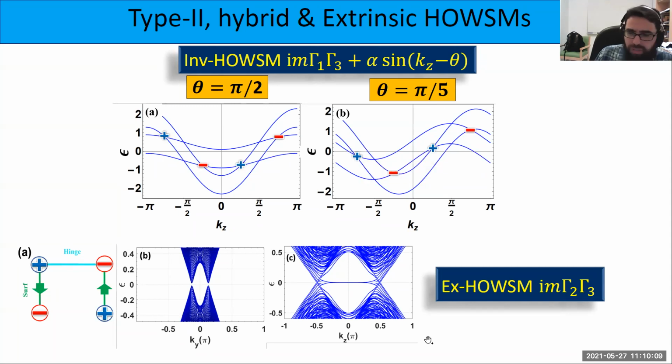There are other models, and you can look at my paper if you want for details, where you can have a different configuration of monopole charges. So it's not necessarily that you have to have nodes along the kz, but we call them extrinsic higher order Weyl semimetals because there is no good symmetry for quantization of the quadrupole in those systems.